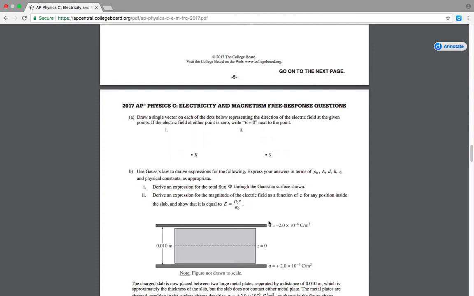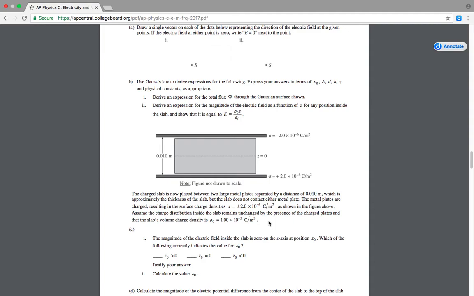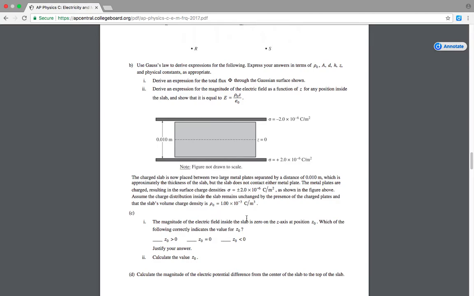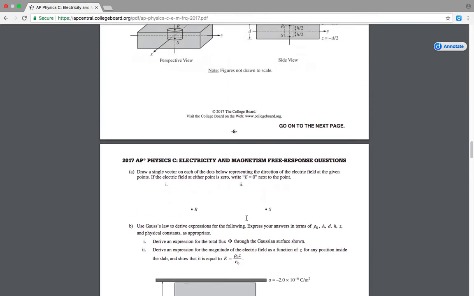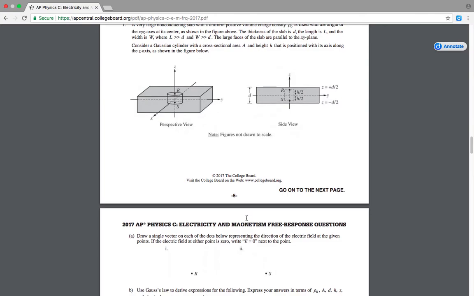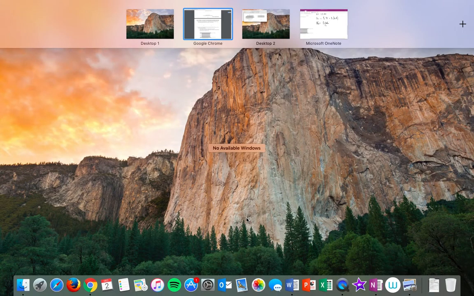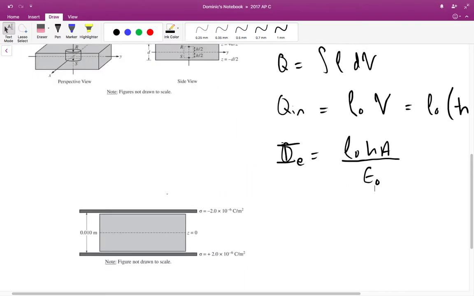Part 2 says to derive an expression for the magnitude of the electric field as a function of z for any position inside the slab, and show that it is equal to E equals rho naught z divided by epsilon naught. So they give us the answer here, what we should get. We just need to use Gauss's law to figure it out. So I say we just use the surface that they gave us, except for what we need to do.